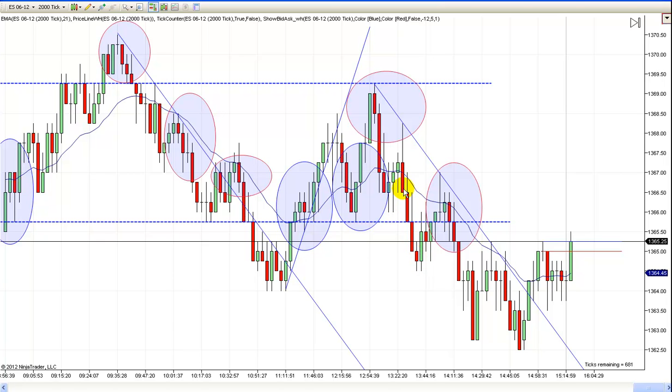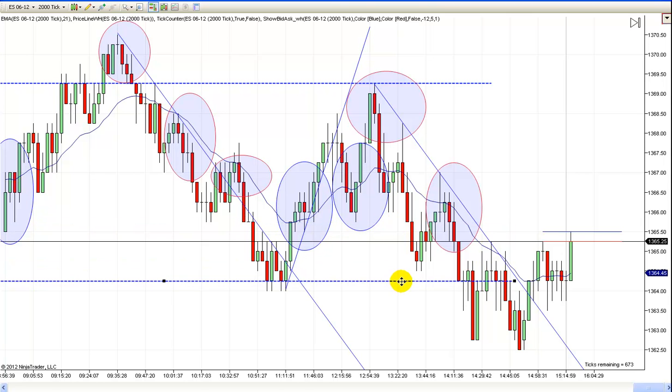But I didn't mark it because there's 1, 2, 3, 4, 5, 6 overlapping bars. It's kind of a congestion area, but it is a failed breakout of that, and it is a huge reversal bar that closed all the way down here on its very low. There's just not a lot of room here.